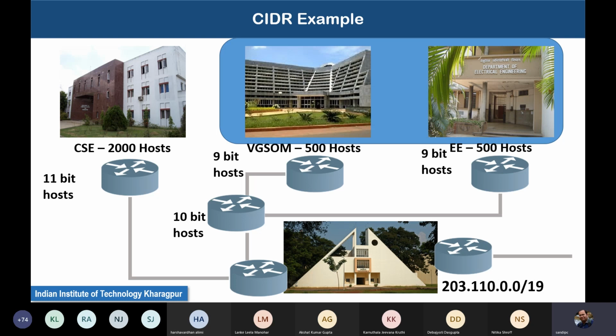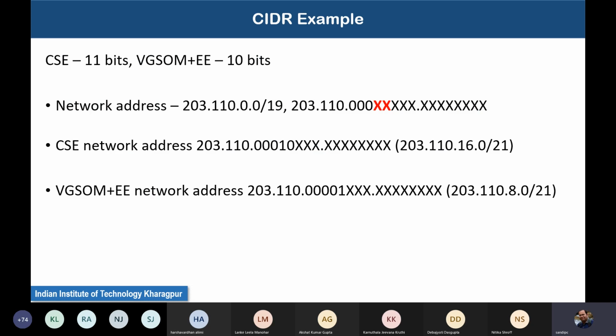So initially, from the 13 bits, I am working in a hierarchical way. I need to create 2 different subnets, one having 11 bits for the host and one having 10 bits for the host. Then from the second one, I create 2 further subnets, each with 9 host bits. So how do we do that? For CSE, I need 11 bits. For VGSUM plus EE combined, I need 10 bits.